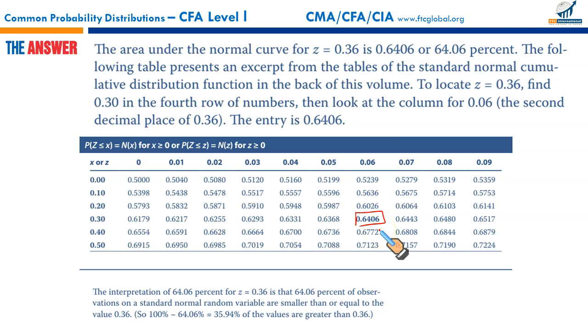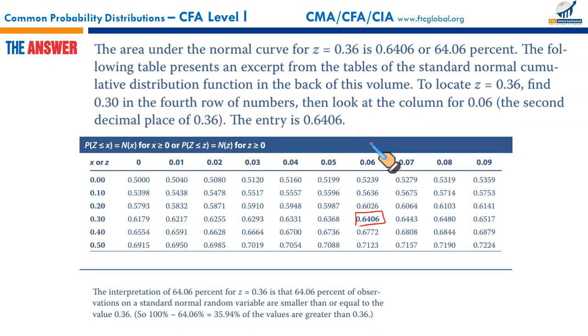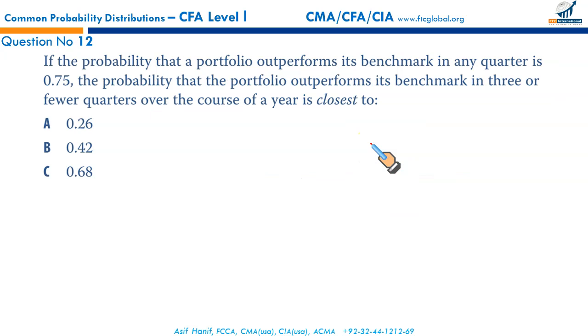What is the interpretation? The interpretation of 64.06% for z = 0.36 is that 64.06% of observations on a standard normal random variable are smaller than or equal to the value 0.36. It means the area under this region is 64.06%. Out of the total observations, 64.06% are in this region. That's what it means.